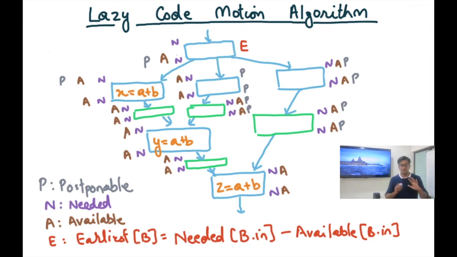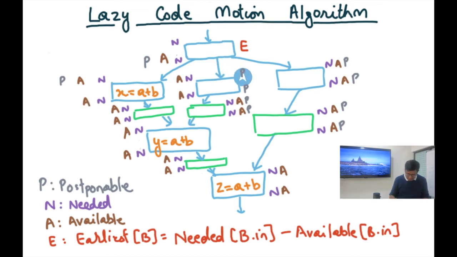So wherever it is earliest, that's the first place I can compute it. But then I can also postpone it, and I can keep postponing it until I see a use on every path. So it's postponable at this point. It's postponable before x equals a plus b at the entry of this basic block, but then it has been used in the basic block, so it's not postponable at the end point of this basic block.